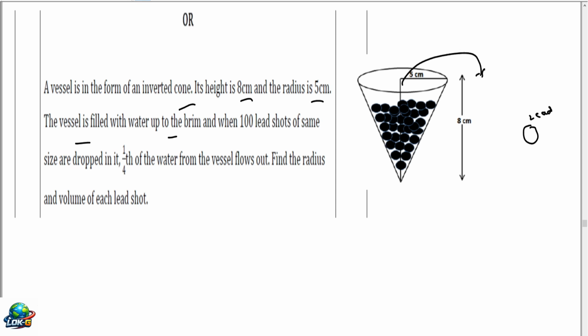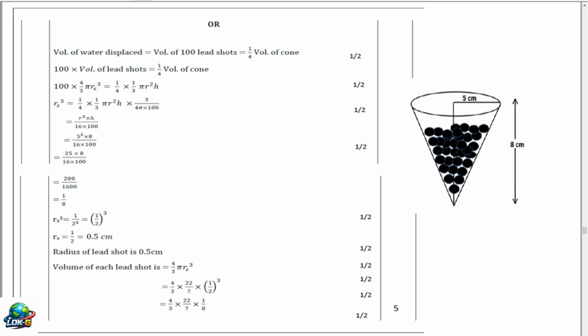1/4 of the water flows out. This is according to Archimedes principle. Find the radius and volume of each lead shot. See the diagram, again I have given it here for your reference.